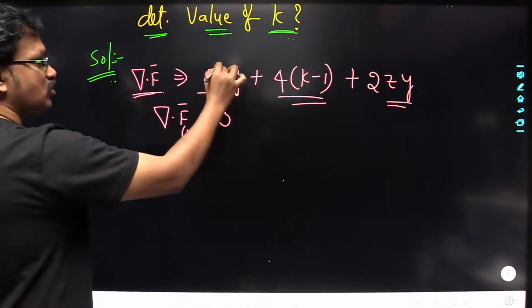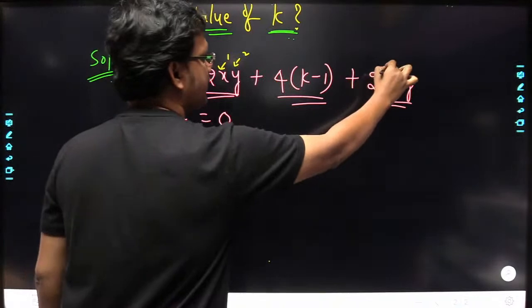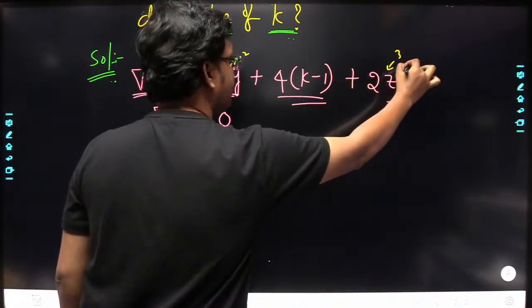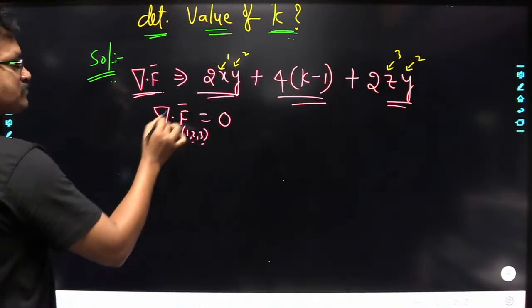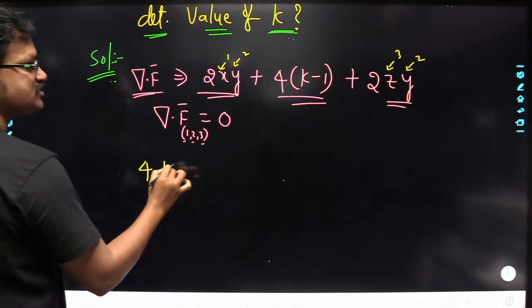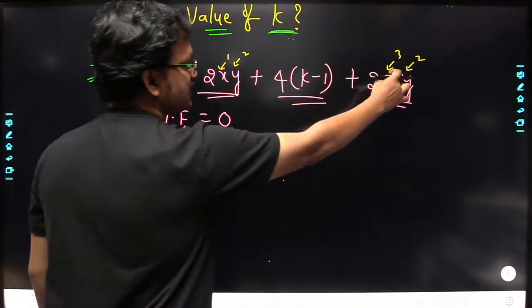Substitute here x is equal to 1, y is equal to 2. Right, and here z is equal to 3, and y is equal to what? Y is equal to 2. Substitute those values. What are you going to get? So 2 into 2, 4 plus 4 into k minus 1 plus 2 into 3, 6 into 2, 12.